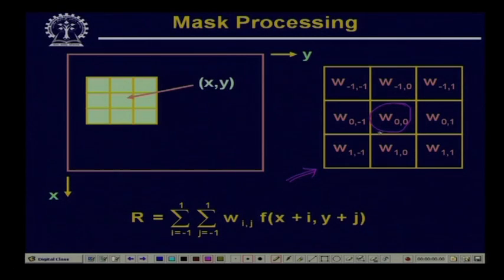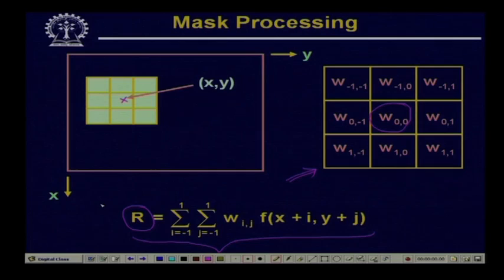Say for example, if I place this mask at a location (x,y) in our original image, then using all the different mask coefficients, we try to find out a weighted sum like this. R equal to the sum of w(i,j) into f(x+i, y+j), where i varies from -1 to 1 and j varies from -1 to 1. And this component we call the value R.